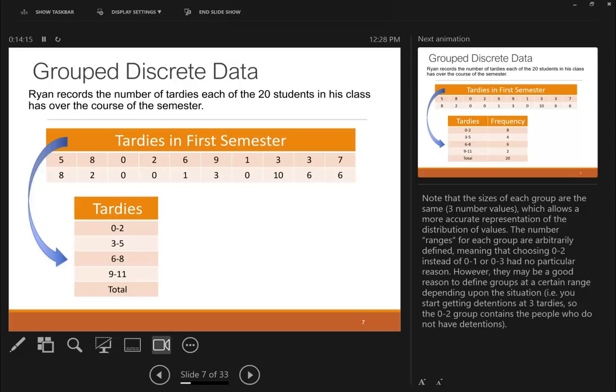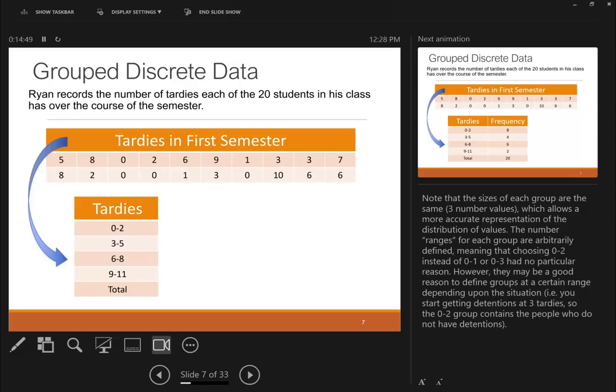So I did 0 to 2, 3 to 5, 6 to 8, 9 to 11. Notice that 0 and 10 are contained inside of those ranges. In the range from 0 to 2, you have 0, 1, or 2. From 3 to 5, you could have 3, 4, or 5. 6 to 8, you could have 6, 7, or 8, and so on. Each of them contains 3 possible outcomes, so they all have the same width or the same range.